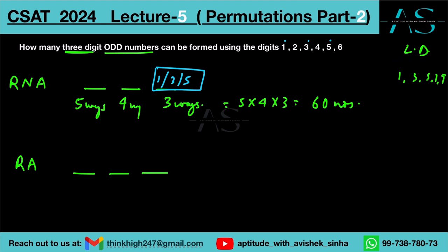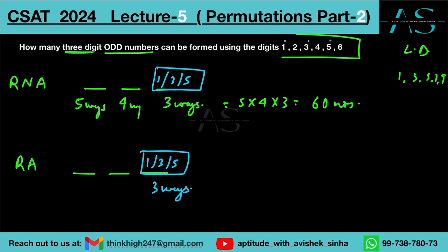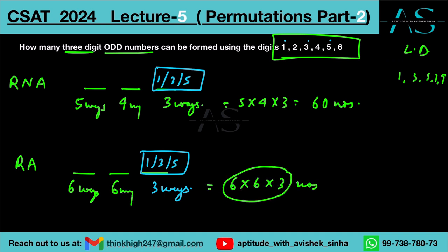Next, repetition of digit is allowed. Odd numbers. How many odd numbers? So you can write here 1, 3 or 5. This can be done in 3 ways. Next, you have got 6 options. Any of them can be coming here or the other place. So this is 6 into 6 into 3 numbers. I hope this is clear.